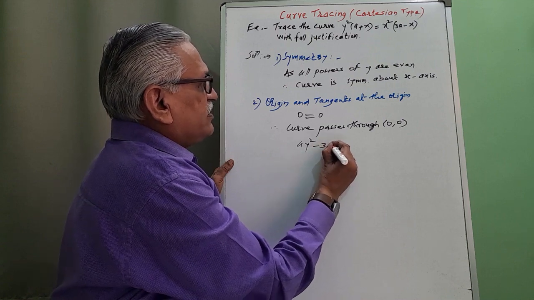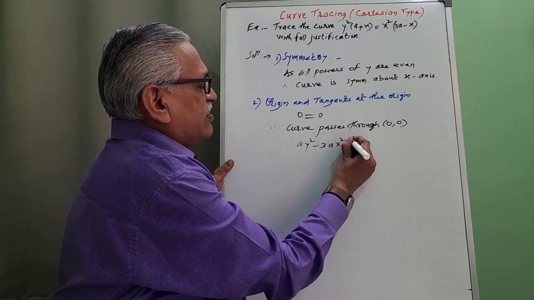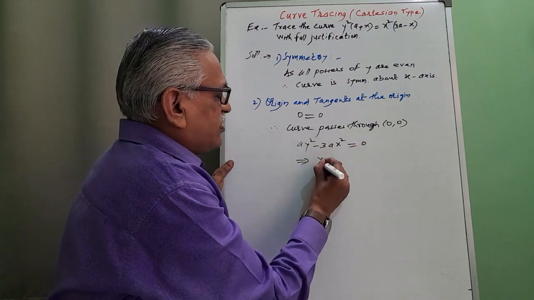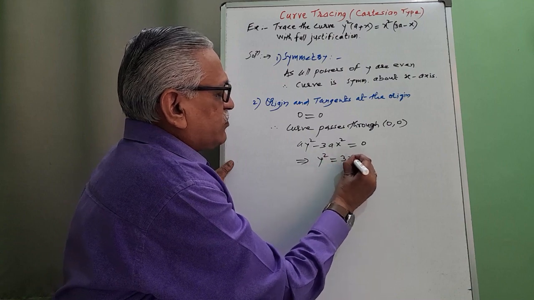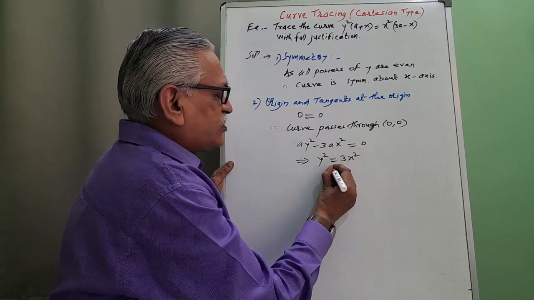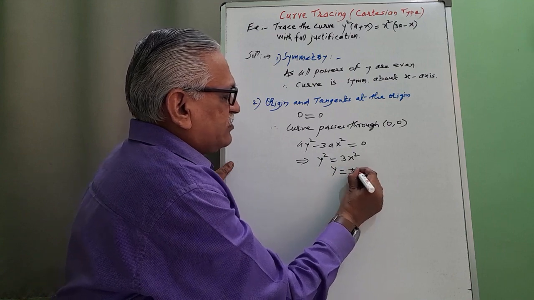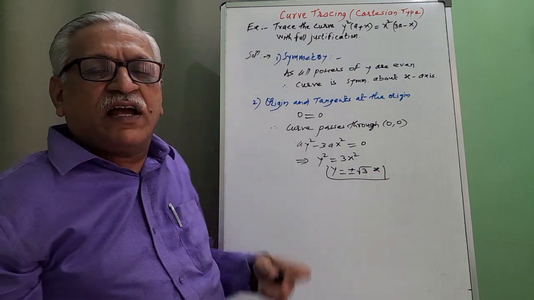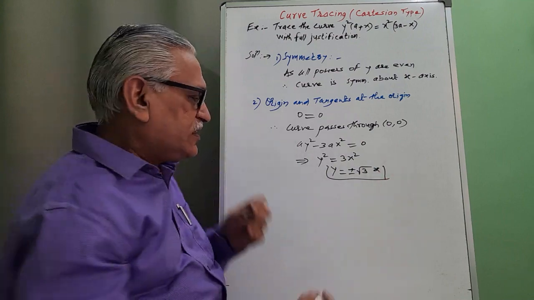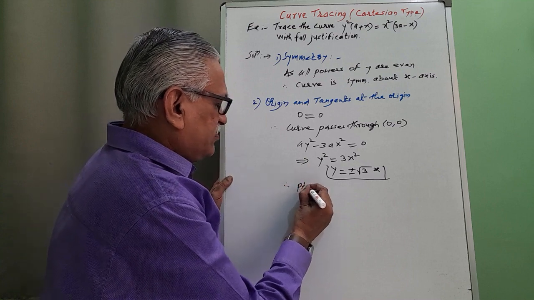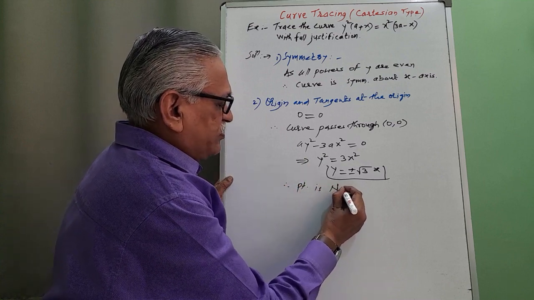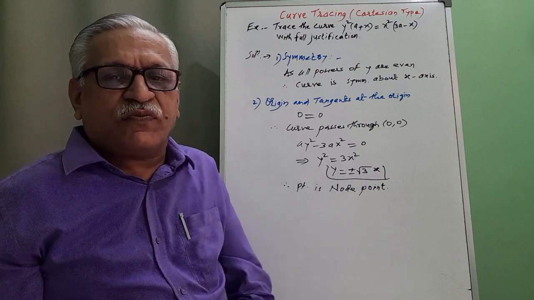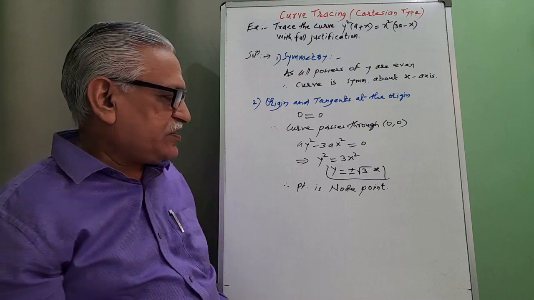Therefore, a y square minus 3a x square is equal to 0. It implies dividing by a throughout, we get y square is equal to 3 into x square. Taking square root on both sides, we get y is equal to plus minus root of 3 into x. Therefore, these are the two different tangents at that origin. And as we get two different tangents, therefore, that point is a node point. As we get two different tangents at the origin or at that point of intersection, that point is called as a node point.